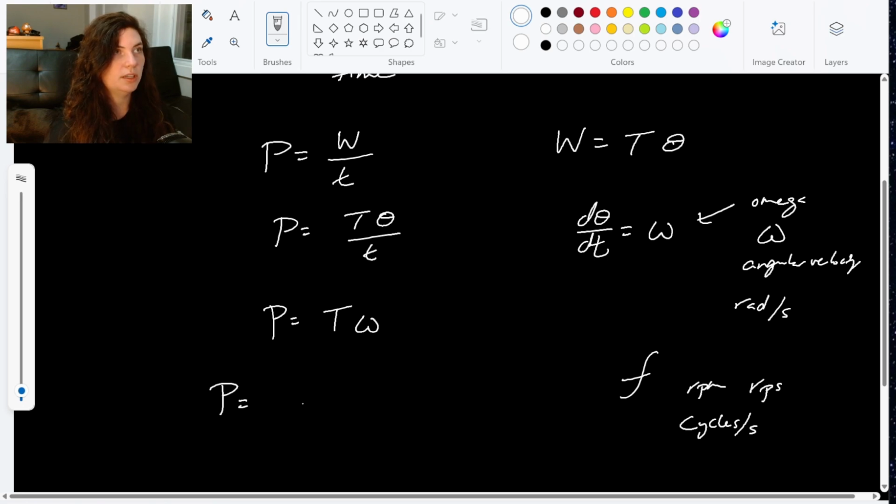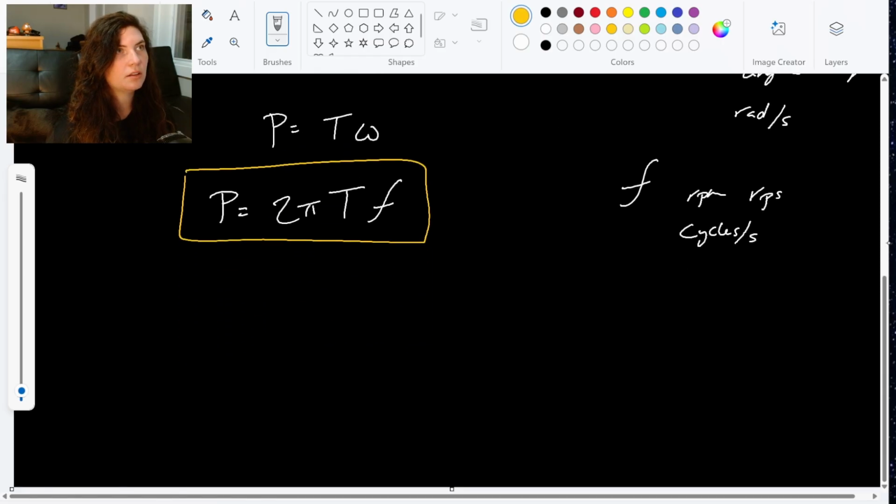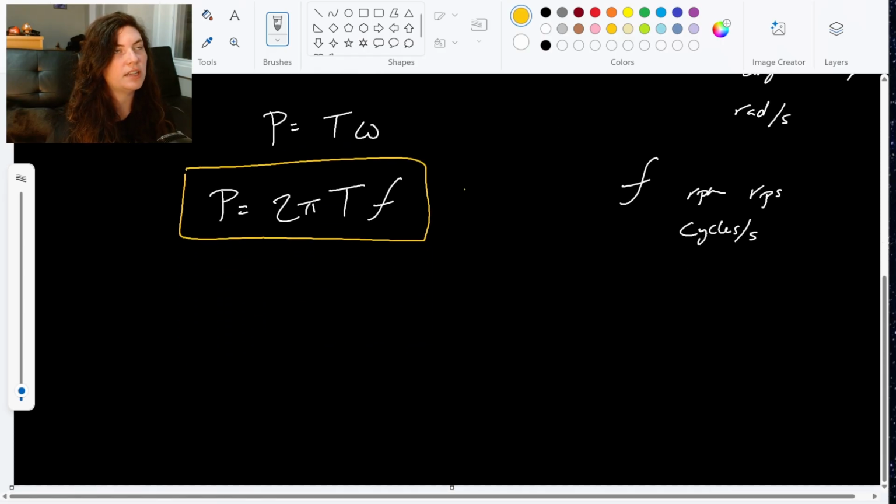So most commonly, this power equation that we're going to use is 2 pi times the torque times the frequency. And that's so that we're basically converting the angular velocity from radians into revolutions. This equation gets us there. This equation does that conversion for us. Right, so it's this 2 pi times torque times frequency.